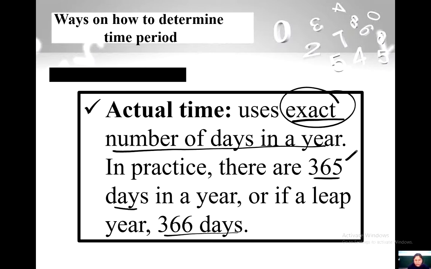Kasi from 365, ang February natin dyan is composed of 28 days. Kapag leap year, nagiging 29 days. Kaya siya nagiging 366 days. Okay, so that is actual time. Again, actual time, we use the exact number of days in a year.